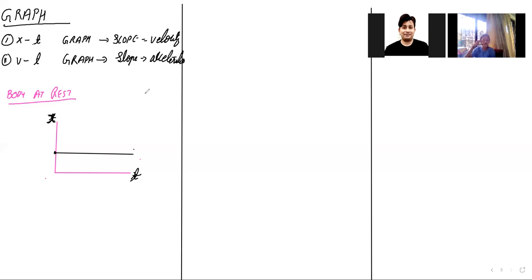Is it clear? The distance is the same, but the time is changing. Time waits for no one, neither for you nor for me. Time goes on. Understood? Body at rest. After that, body moving with uniform velocity.